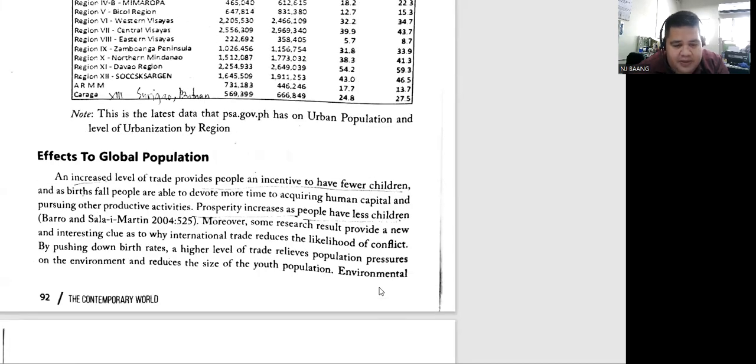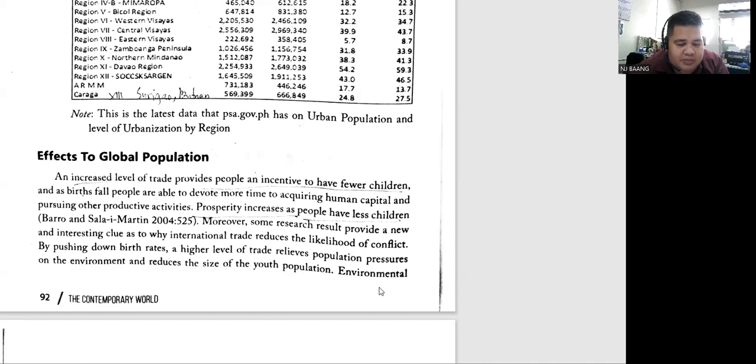The effects of global population: an increased level of trade provides people with an incentive to have fewer children. As birth rates fall, people are able to devote more time to acquiring human capital and pursuing other productive activities. Prosperity increases as people have fewer children. This is based on a book published in 2004 by Barro and Sala-i-Martin. Moreover, some research results provide a new and interesting clue as to why international trade reduces the likelihood of a conflict.